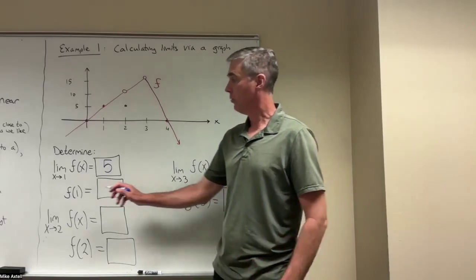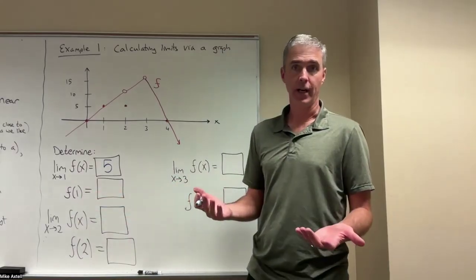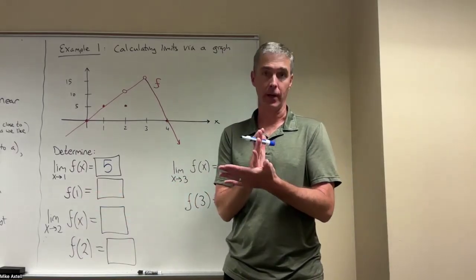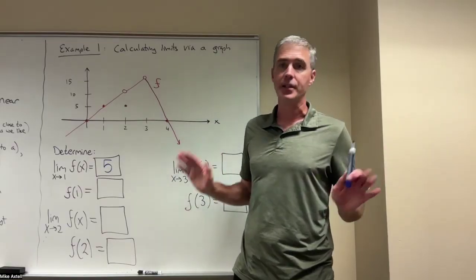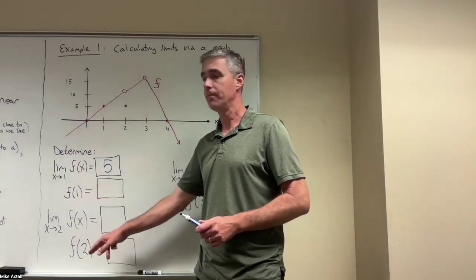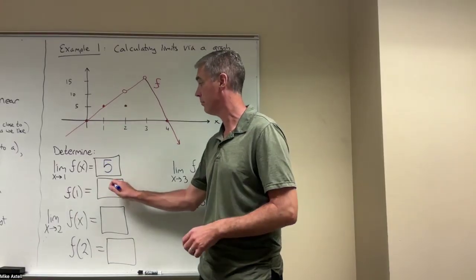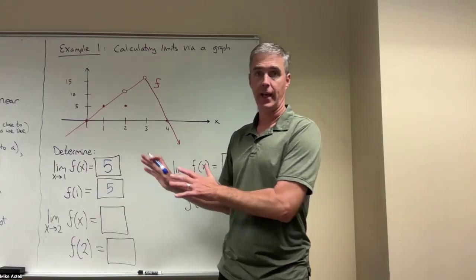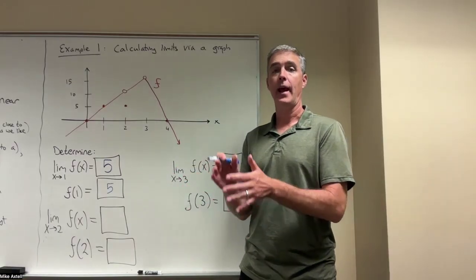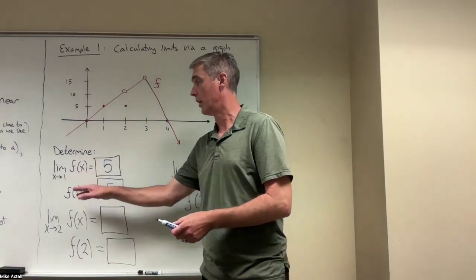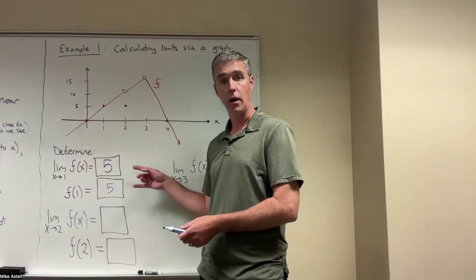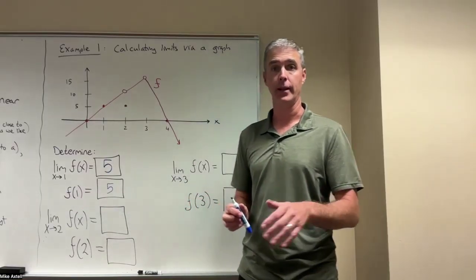Now, what happens to be f of 1 itself? The limit doesn't care what's happening at x equals 1, but just for curiosity, what's happening to the function at 1? If my input is equal to 1, my output is equal to 5. So in this case, the limit as x approaches 1 and the value of the function at 1 are both 5. It does not have to be that way.